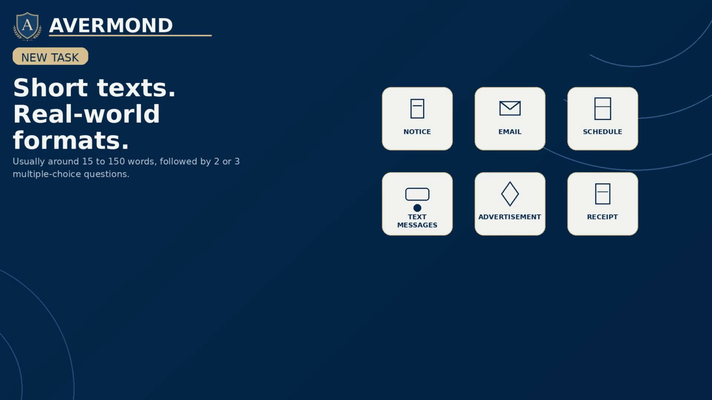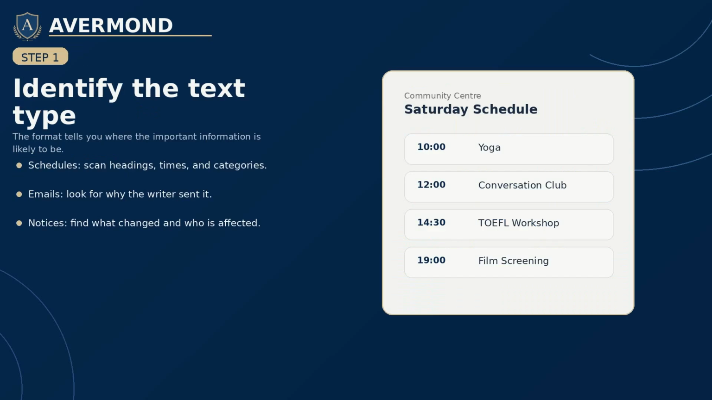The format can vary a lot. You might see a poster, a menu, a social media post, a schedule, an email, a chain of messages, an advertisement, a short review, a form, an invoice, or a receipt. That variety matters because these texts are not all read in the same way. A schedule should be scanned for headings, times, and categories. An email may require you to identify why the writer sent it, and a text message chain may require you to understand a short, informal reply.